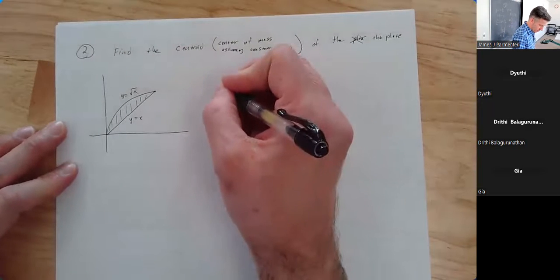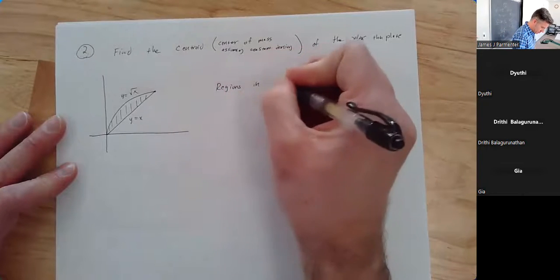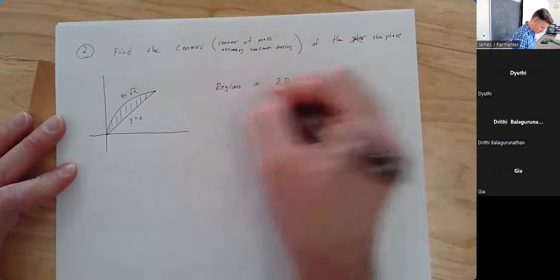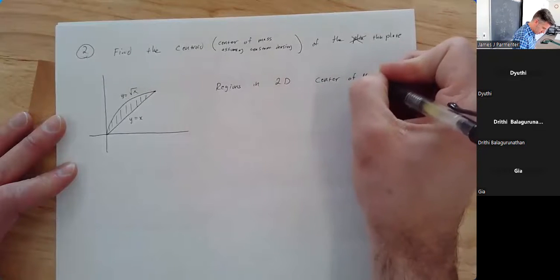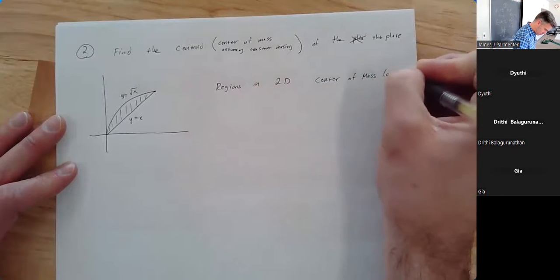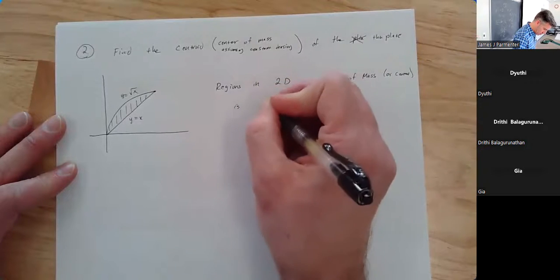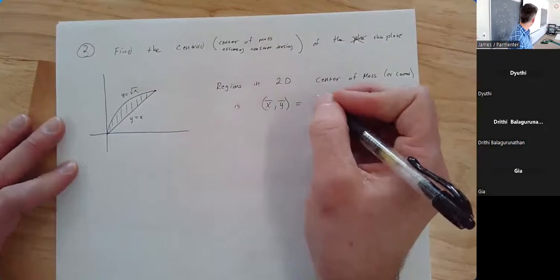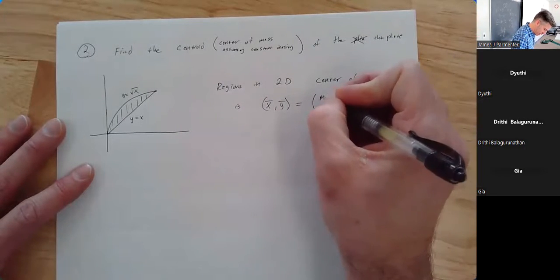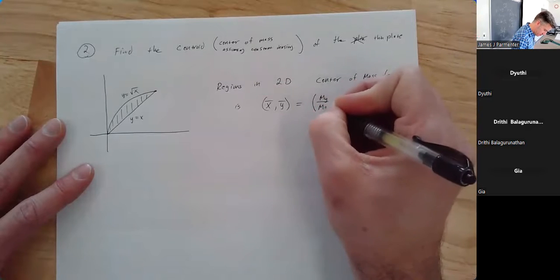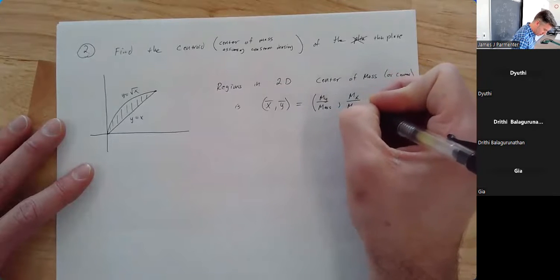So for plates, or for regions in 2 dimensions, our center of mass, or centroid, if we assume density is constant, is going to be x bar comma y bar, where x bar is the moment around the y-axis divided by the total mass. And y bar is the moment around the x-axis divided by the total mass.